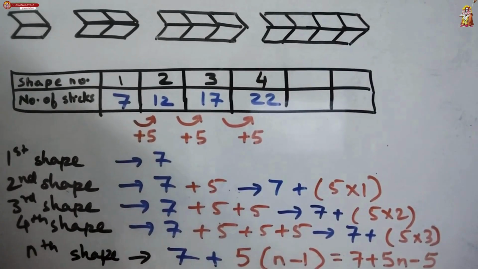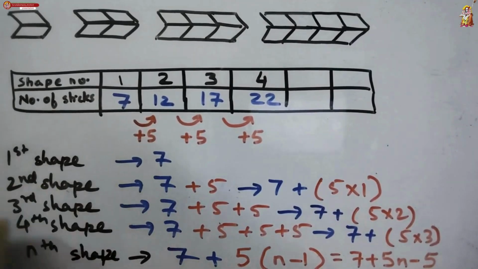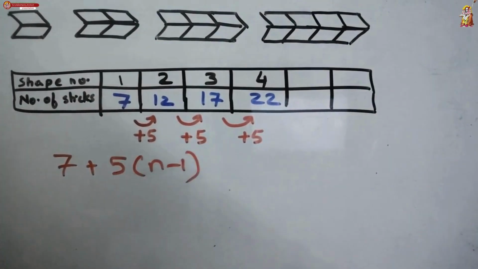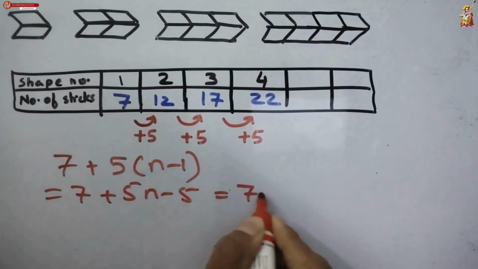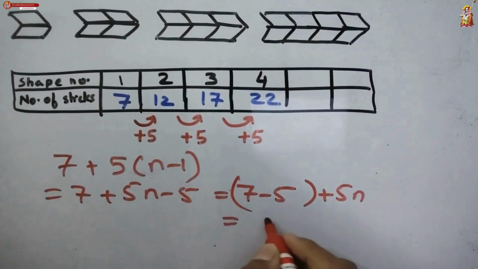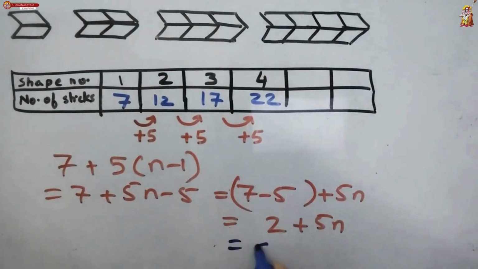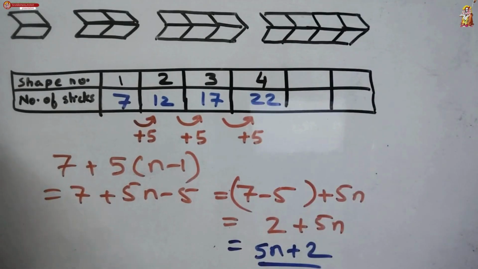Correct? That is equal to 7 minus 5 plus 5n. So how much is that equal to? 7 plus 5n minus 1. Correct? That is equal to 7 plus 5n minus 5, which is equal to 7 minus 5 plus 5n, which is equal to 2 plus 5n, which is the same as 5n plus 2. So 5n plus 2 is the number of matchsticks required for the nth shape.